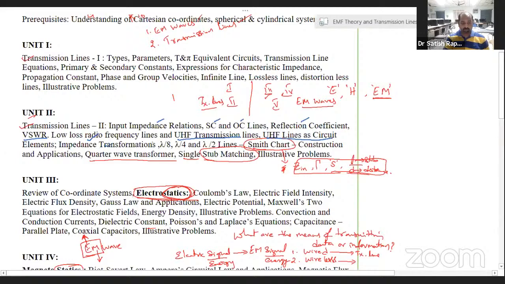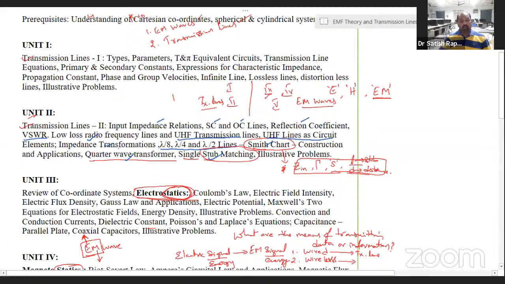Impedance transformations, lambda by 8, lambda by 4, and lambda by 2 lines. Smith chart we have discussed, and impedance matching techniques, that is quarter wave transformer and stub matching. So these are the topics which we have covered in unit 2. So with this we have completed 2 units so far: unit 1 transmission lines 1 and unit 2 transmission lines 2.